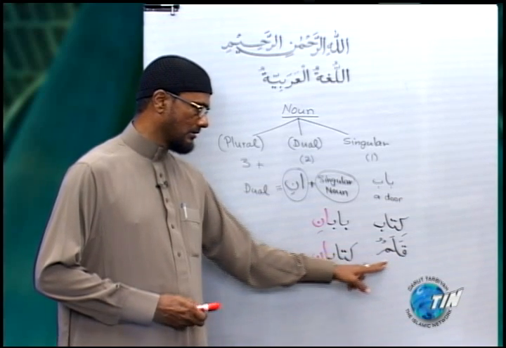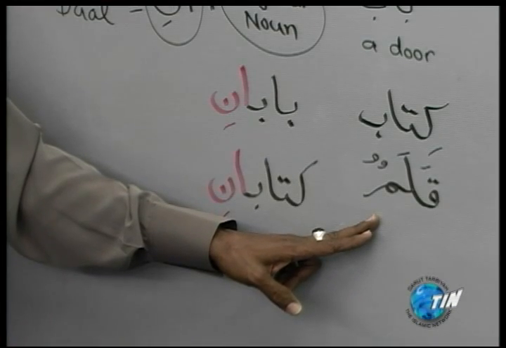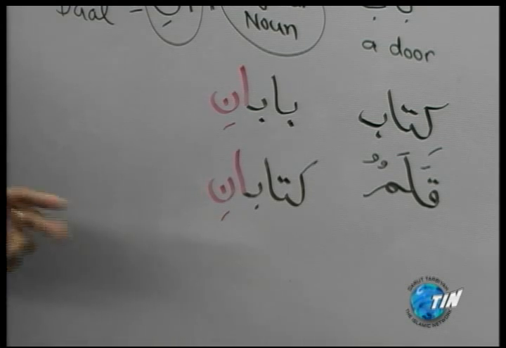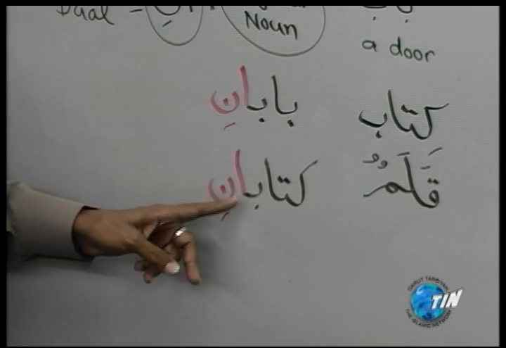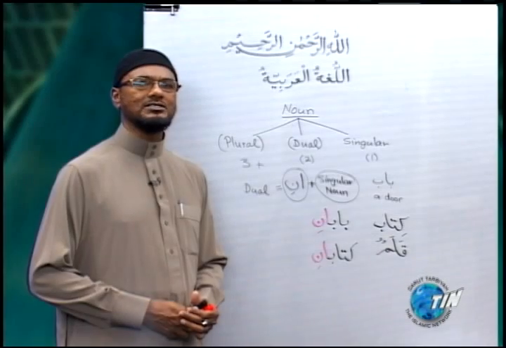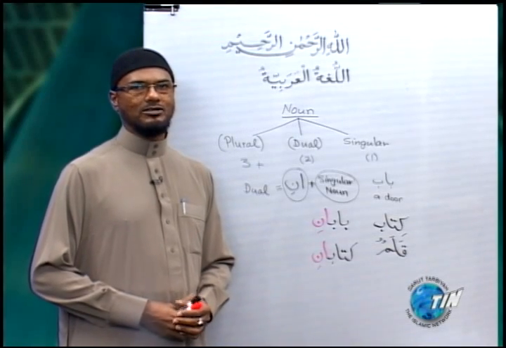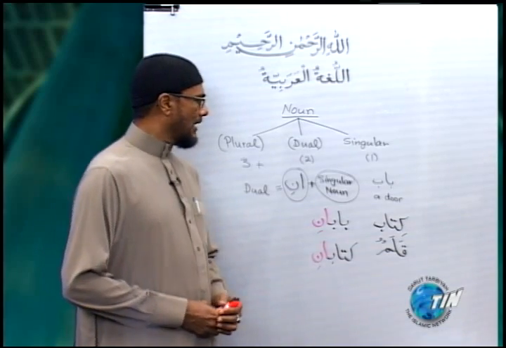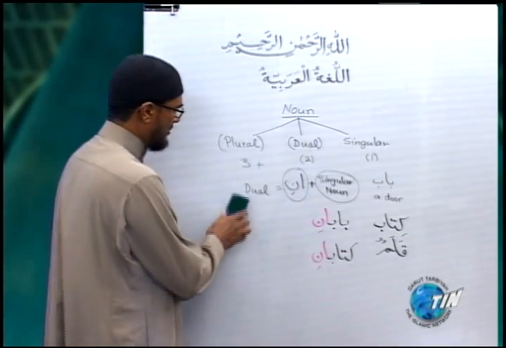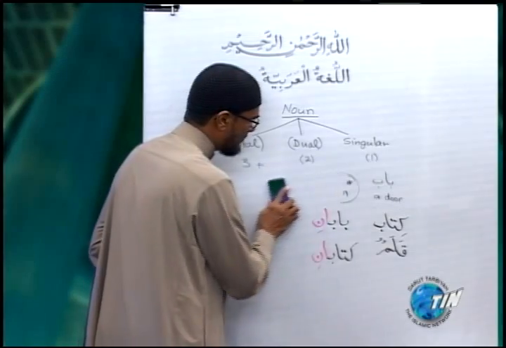Qalam is the singular, so 2 pens will be qalaman, qalamani, qalama. You just add alif and noon, qalamani, 2 pens. That is how easy the dual form is. Okay. Now we move on to the plural. So I can erase this now.